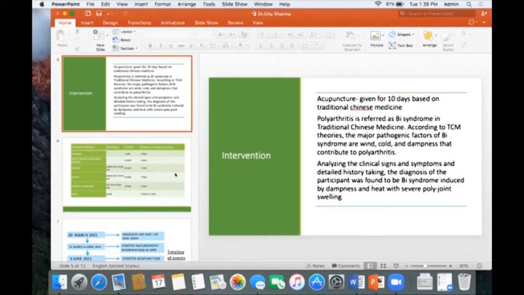But seeing the clinical signs and symptoms and taking a detailed case history of the patient, she was diagnosed as BI syndrome that was induced by dampness and heat with severe poly joint swelling. So that was what we analyzed, and the points were selected based on this diagnosis.